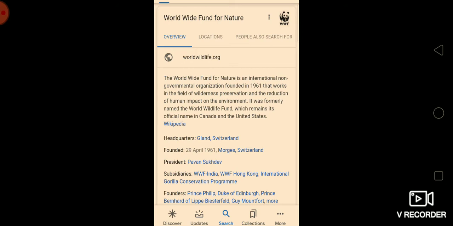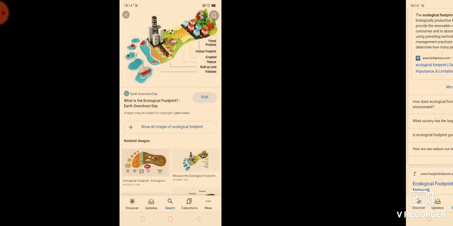See, the World Wildlife Fund defines a country's ecological footprint as the sum of all cropland, grazing land, forest, and fishing grounds required to produce the food, fiber, and timber it consumes, to absorb the waste emitted when it uses energy, and to provide space for infrastructure. Understood? What does it define? You can see the picture here.